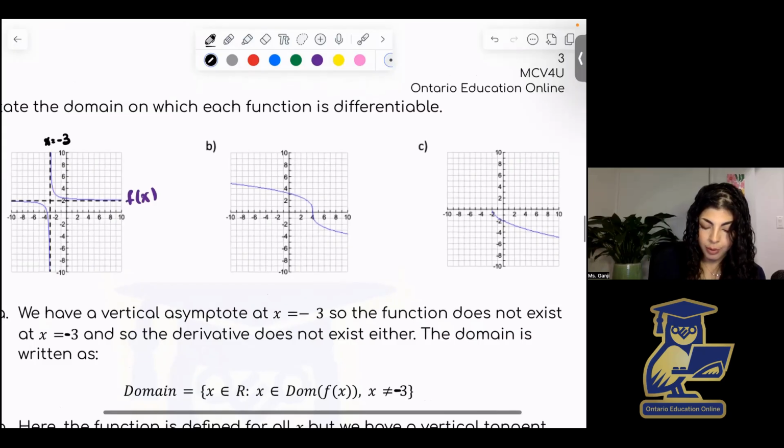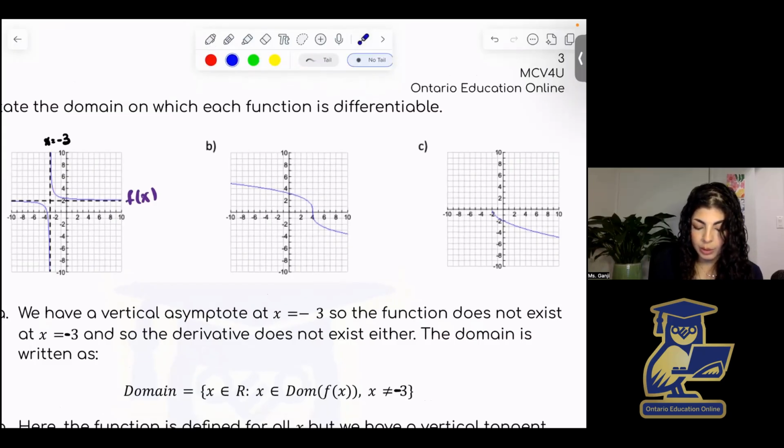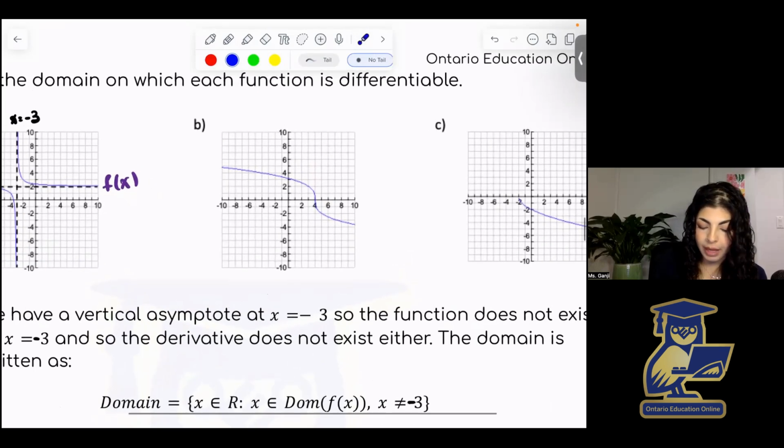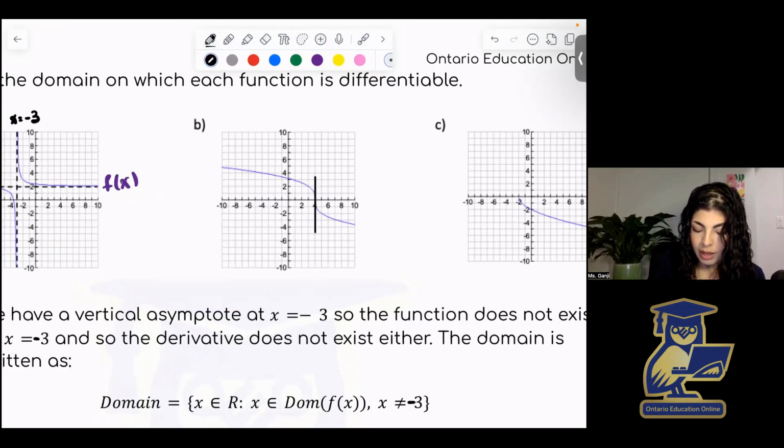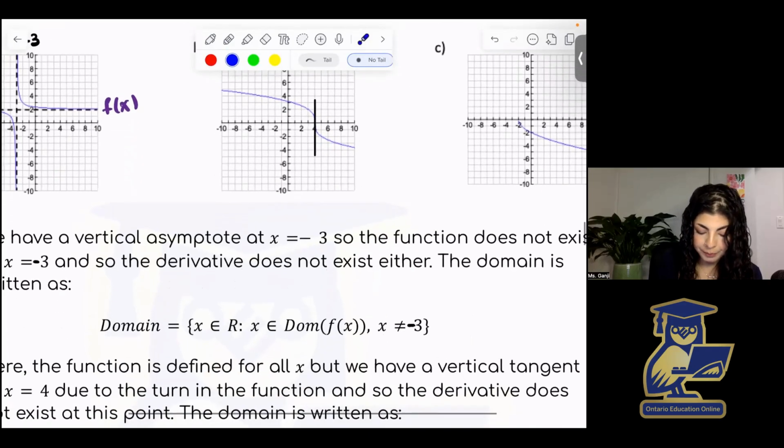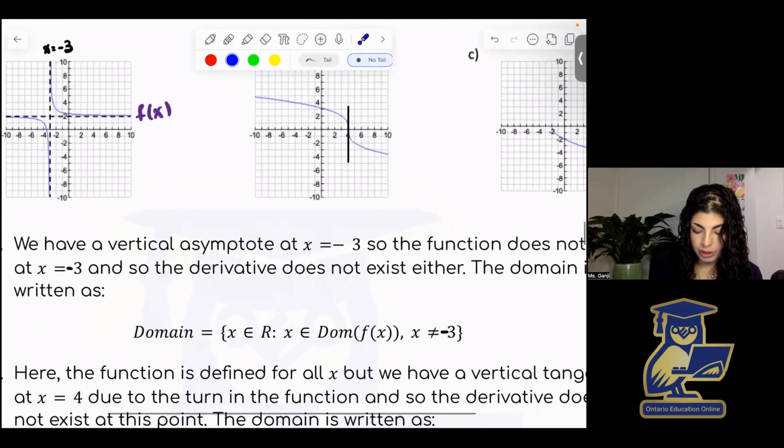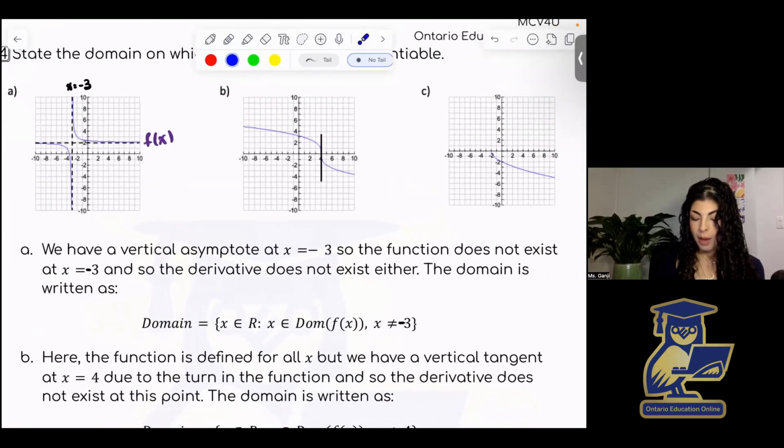Now look at the second example over here. This one is a continuous function. I can draw it without lifting my pencil, but we can see over here at x is 4, the tangent would be a vertical tangent. Because of the movement of the graph, you can see we're having a turn there. So here the function is actually defined for all values of x, but we have a vertical tangent at x is equal to 4. And again, this is because of that turn in the function. So we say the derivative does not exist at that point because it's a vertical tangent.